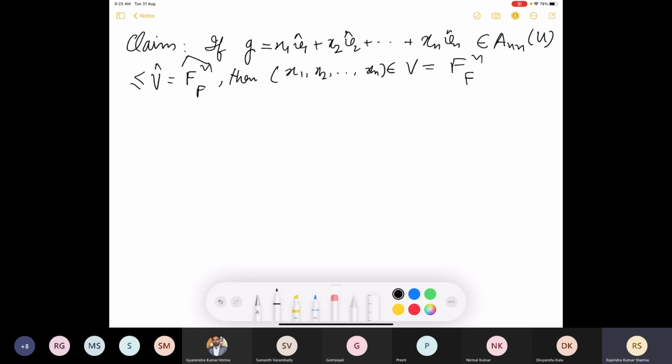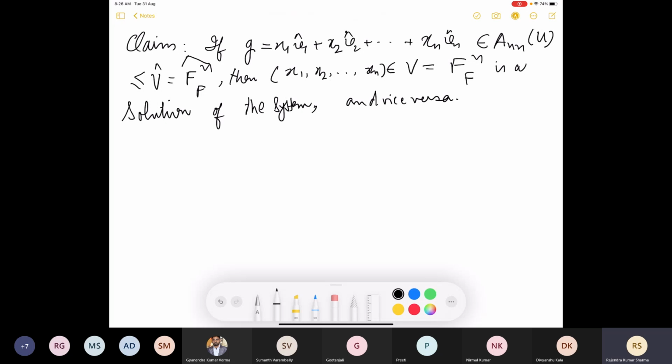Now what we claim is that if G is in the annihilator, this vector in Fn over F is a solution of the system of equations that we have stated in the very beginning, and vice versa. The converse also is true.